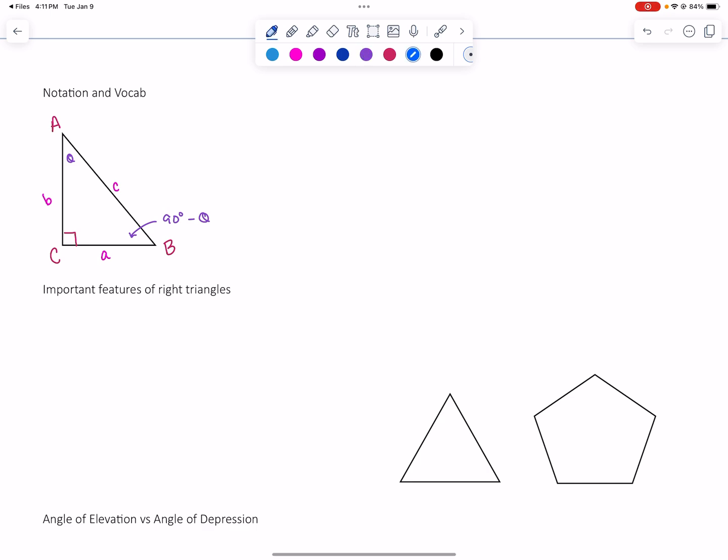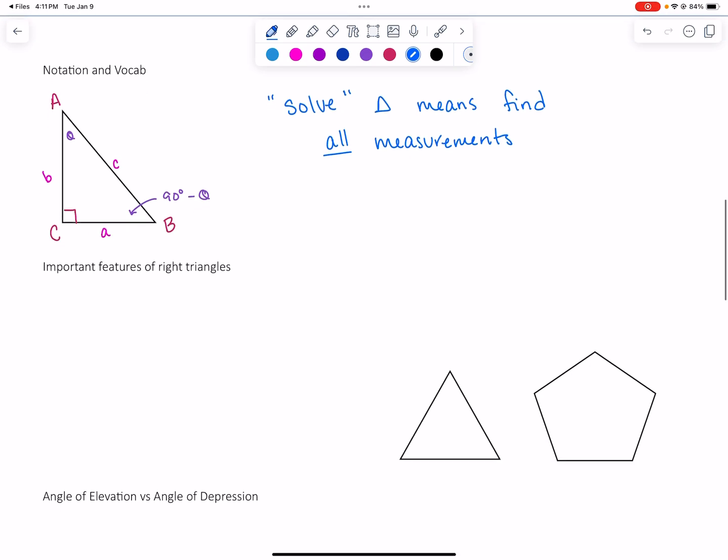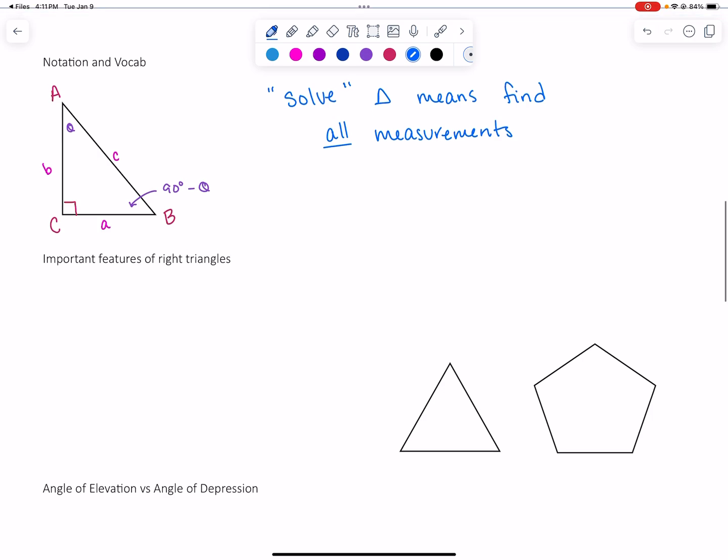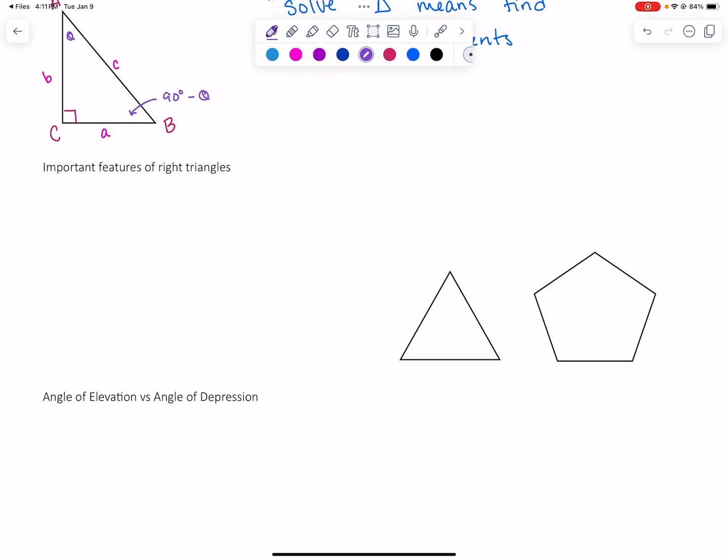Whenever you see the instructions to solve for a triangle, it means find all measurements. So you might have a little bit of calculations there, and some of those calculations are going to be from things that you know about triangles. So let's talk about things that you might know about a triangle. Something that you might know is that the three angles, their sum is 180 degrees. So on a triangle, you know that it's 180 degrees.